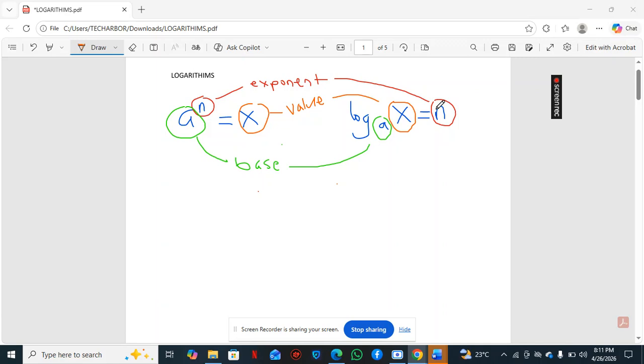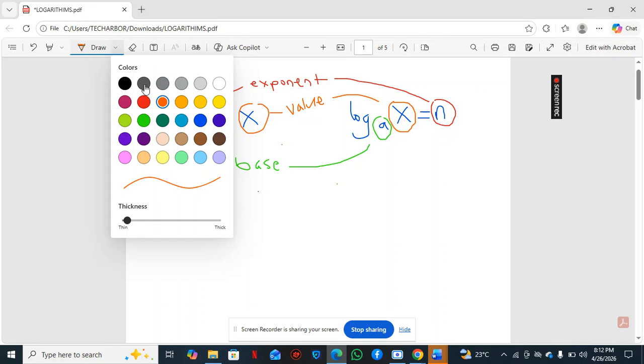Remember, an index is how many times you multiply a number. So if you say 3 to the power 2, it means you're multiplying 3 twice. Now, a logarithm is how many times you multiply a number by itself to get a certain number. Let me illustrate this here.